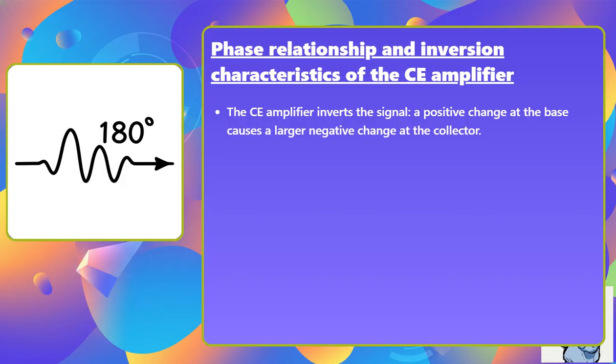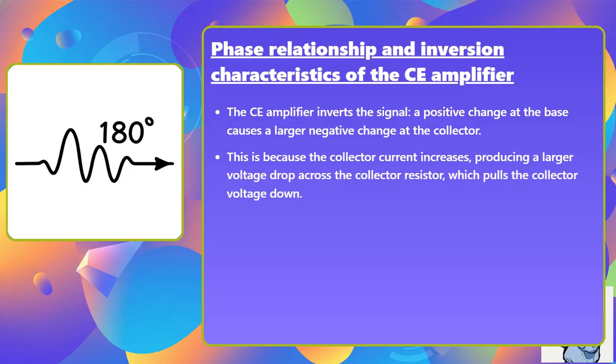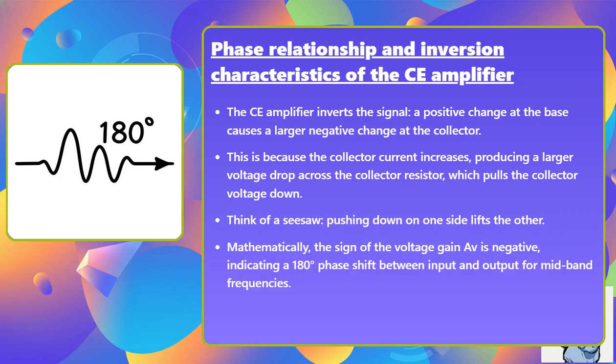The CE amplifier inverts the signal. A positive change at the base causes a larger negative change at the collector. This is because the collector current increases, producing a larger voltage drop across the collector resistor, which pulls the collector voltage down. Think of a seesaw: pushing down on one side lifts the other.